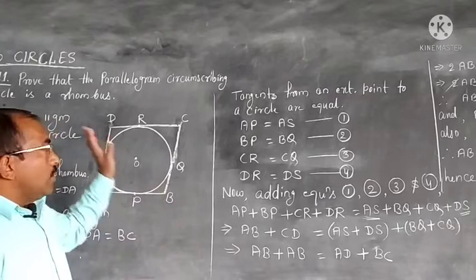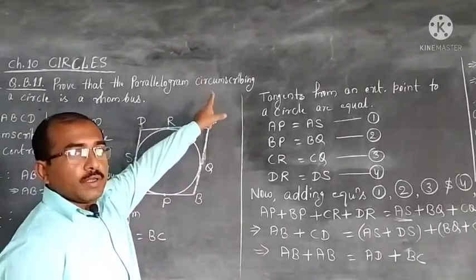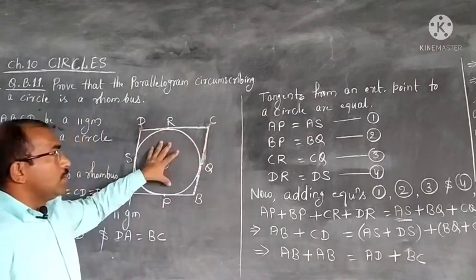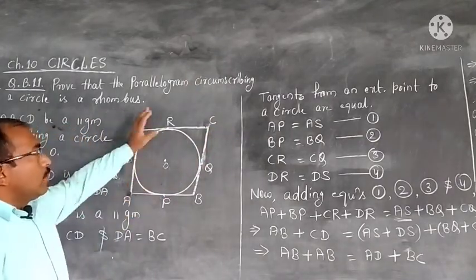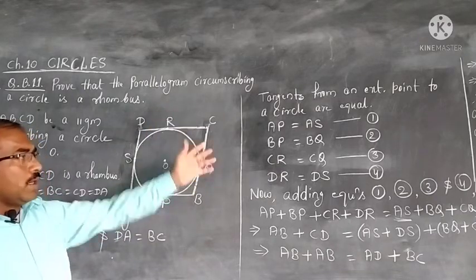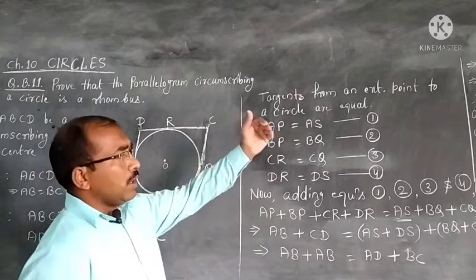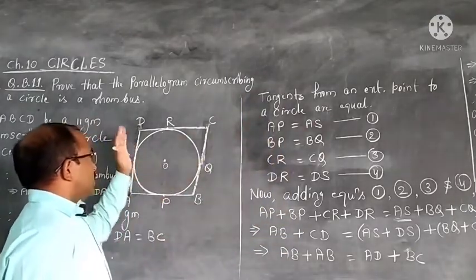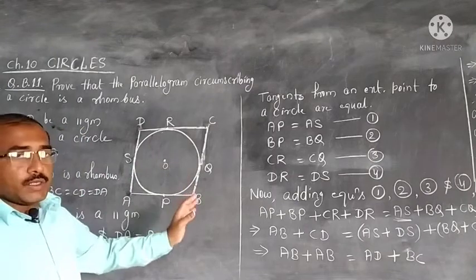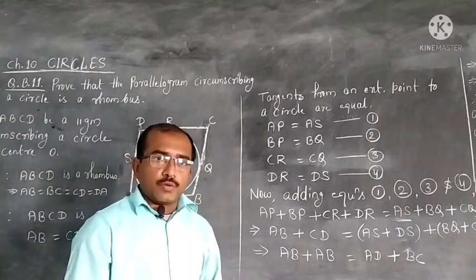Once again, you just draw the figure. We need to know what the word circumscribing means. Accordingly, we draw the figure, and then opposite sides of a parallelogram are equal, and tangents from an external point are equal. Adding all 4 equations, we change again equal sides of the parallelogram, and then we reach that adjacent sides are equal, that means all 4 sides are equal. The figure means the parallelogram is a rhombus.